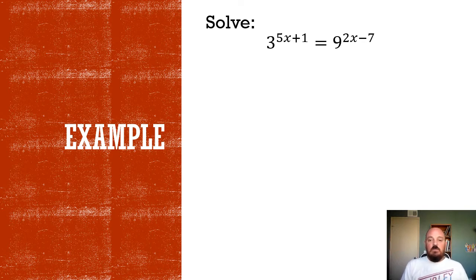So when I look at this problem, the first thing I notice is I have a 3 to the x on one side, 3 to some power, and a base of 9 on the other side. So I can't cancel them out right now, but 3 and 9 are related by exponents. 9 is 3 squared. So let's just make that substitution. Let's leave the left-hand side as 3 to the 5x plus 1. Let's just rewrite that 9 as 3 squared.